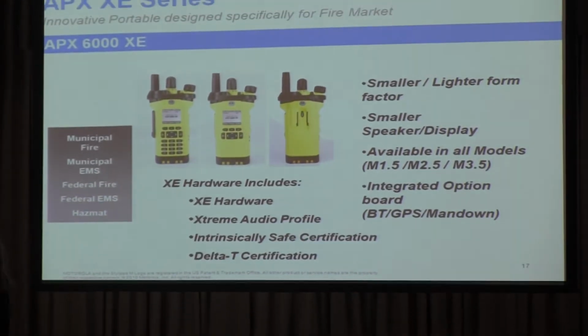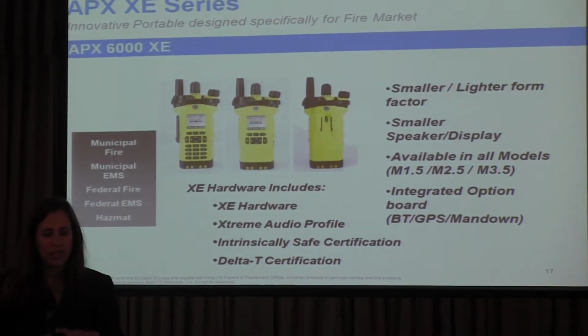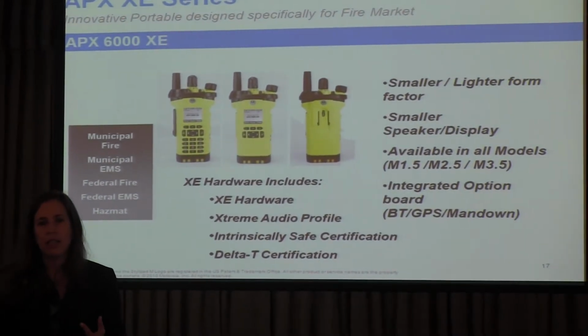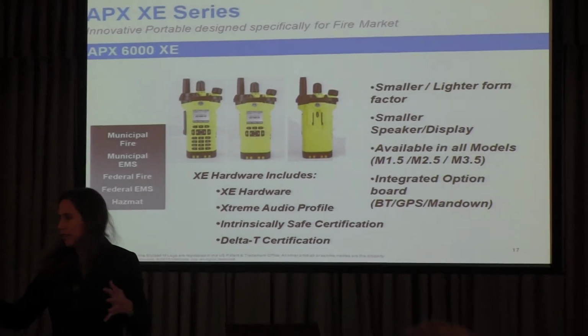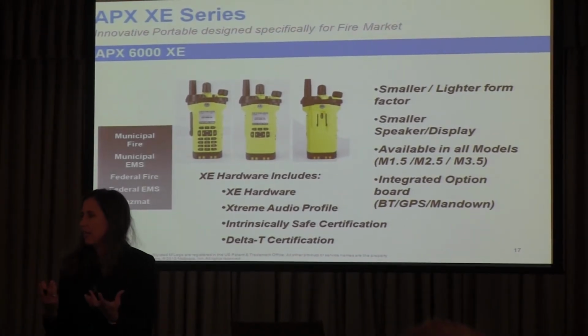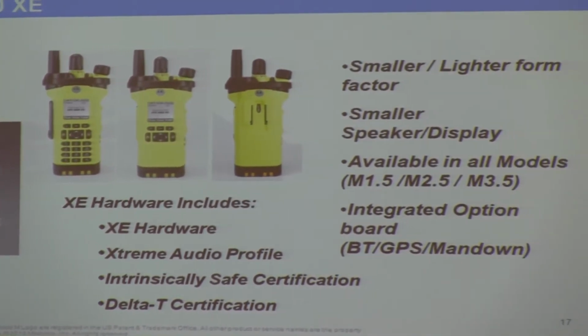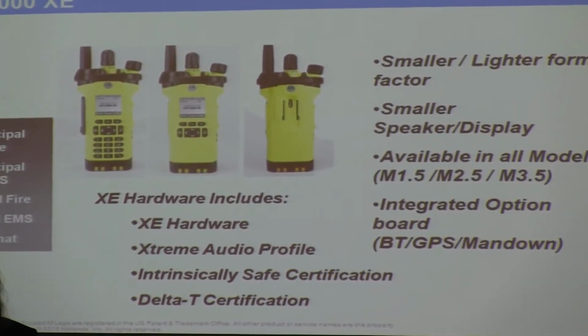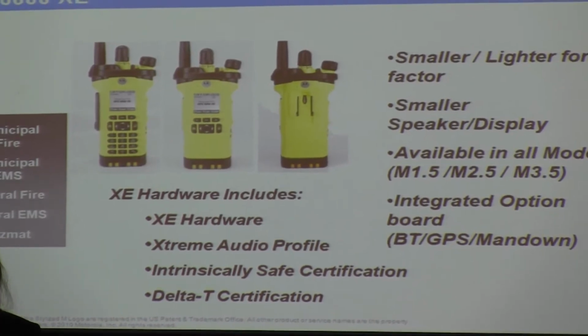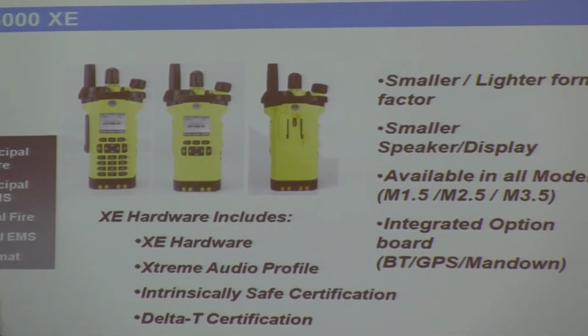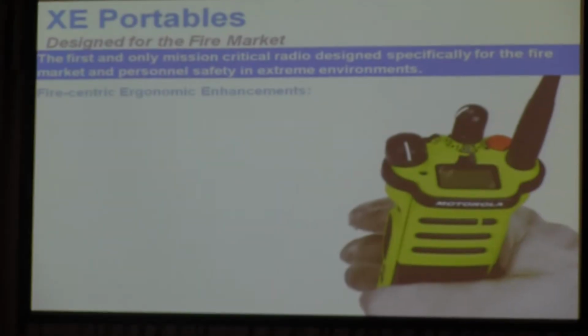The XC series I went over. The XC series is just an overlay on the APX 6000 and 7000, so you can get the standard 6000 and just have that casing. When you get that casing, you also get an FM battery, an additional layer of submersibility and an additional layer of noise suppression. It's available in the 6000 and 7000 series.